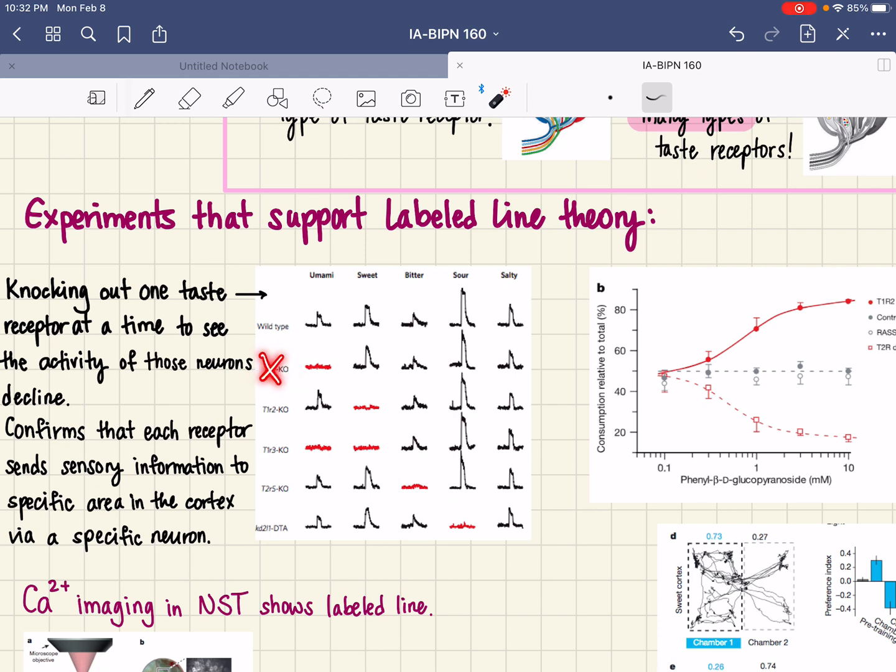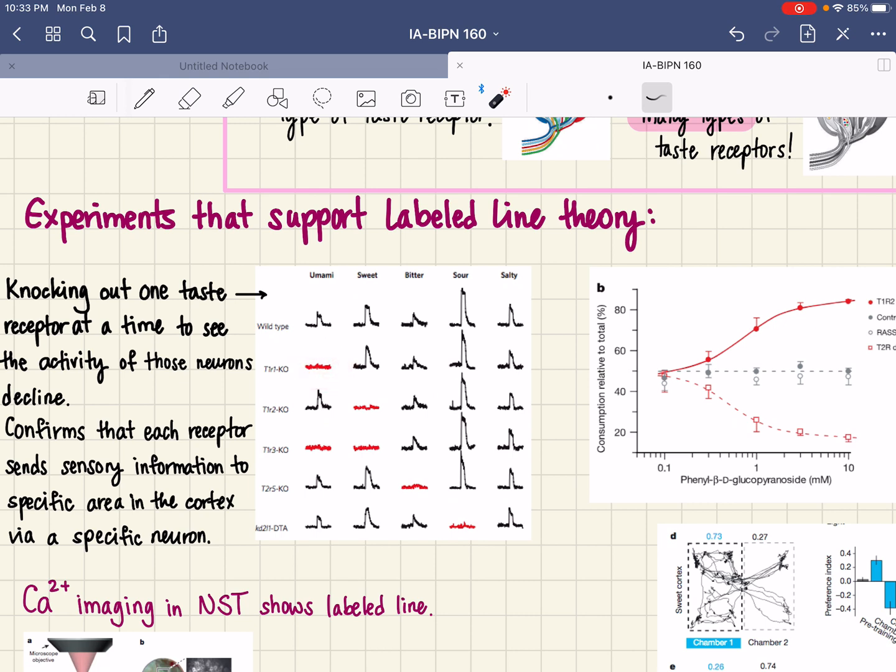So if you knock this out, meaning you make this receptor non-functional, and you take neuronal activity from all of the neurons in the pathway, you can tell that it is only the umami neuron that no longer has neuronal activity. This confirms the fact that there is labeled line in the gustatory pathway, because no other neuron that responds to other taste receptors was affected, and only the umami was affected.